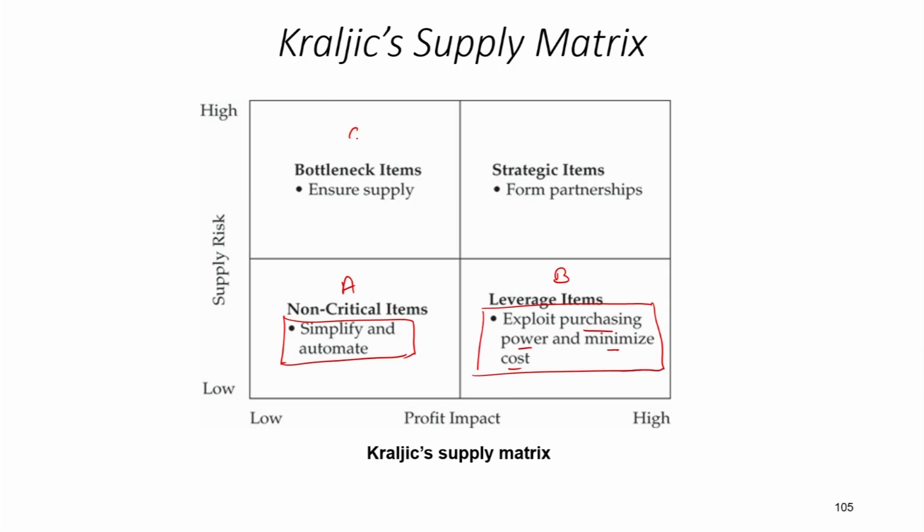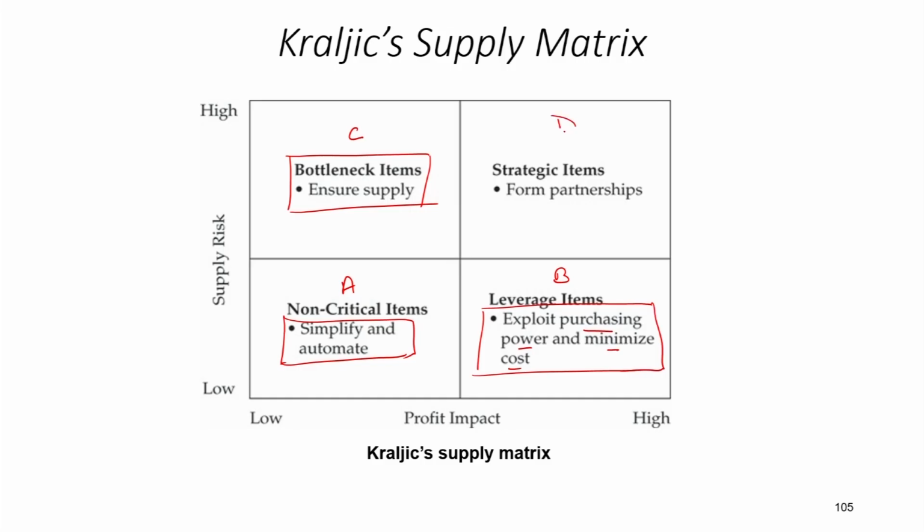Then there is a third category C, where the profit impact is less, but supply risk is more. That means there are fewer suppliers. So, here our main task in purchasing is to ensure that adequate supply is available, there should not be any shortage of the material.